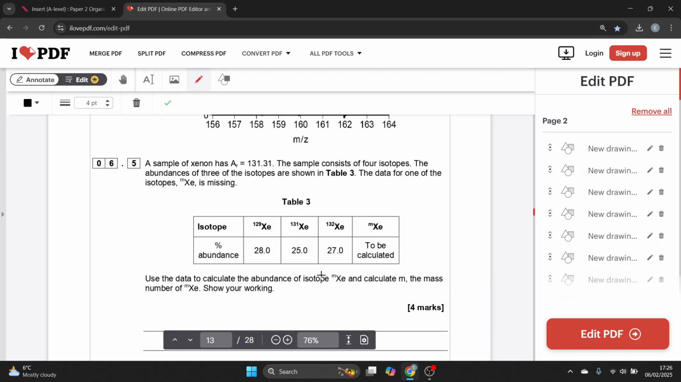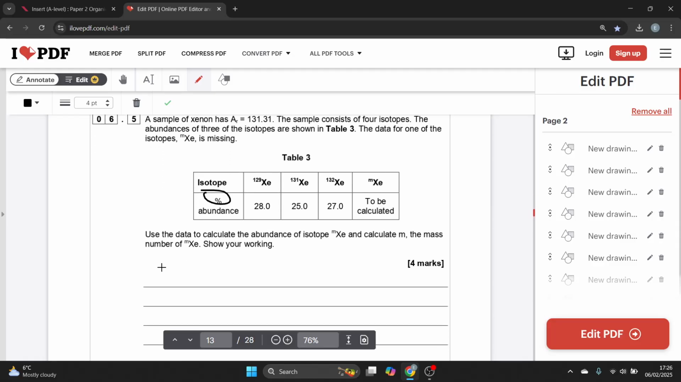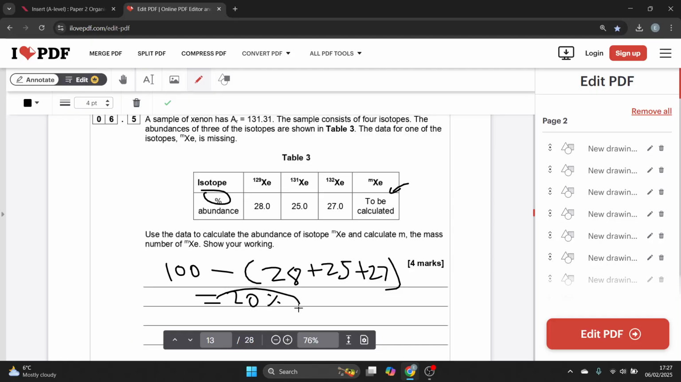Use the data to calculate the abundance of isotope MXE and calculate M, the mass number of MXE. Now, the percentage abundances have got to add up to 100. So to find this out, what I'm going to do is 100 minus (28 plus 25 plus 27). Very, very simple. And I get 20. Obviously, it's a percentage abundance of 20%.